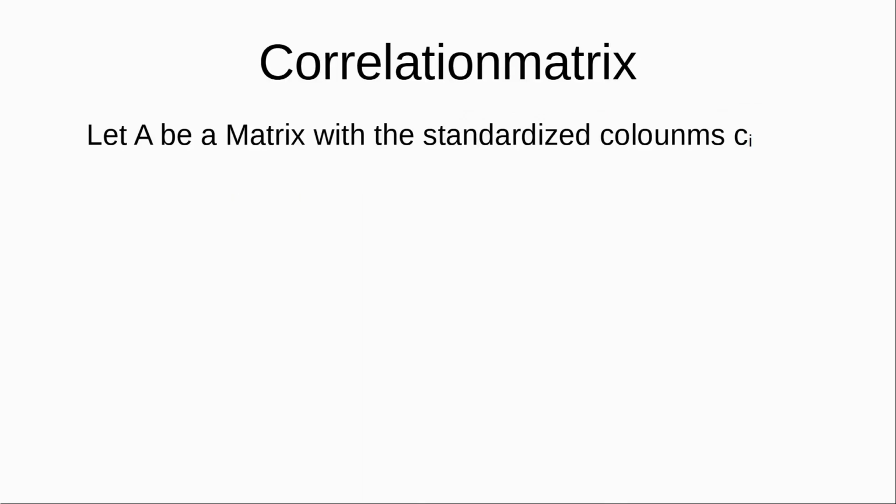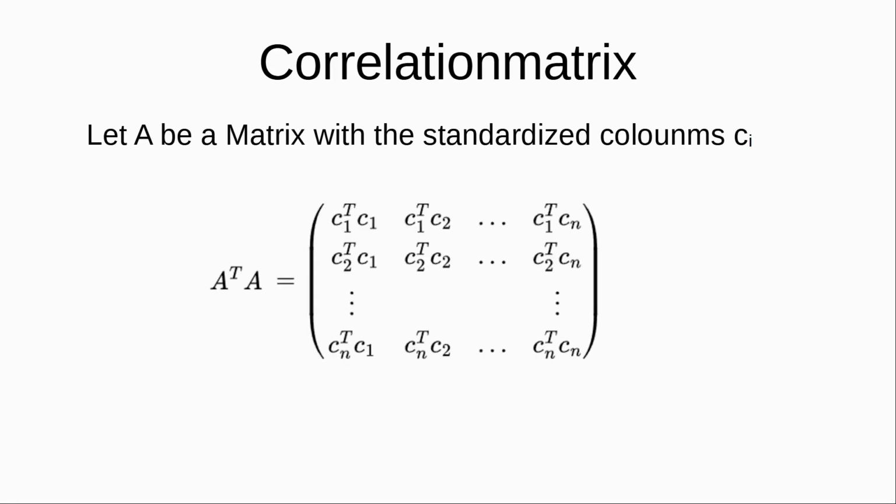Let's take a look at the correlation matrix first. Let A be a matrix with a standardized column Ci, and we can denote the correlation matrix as A transpose A, which means we will have the correlation or dot product between the first column and all other columns on the first row, between the second column and all other columns in the second row, and so on. We will denote it as C for later. Note here that symmetric n times n matrices will have n eigenvalues.